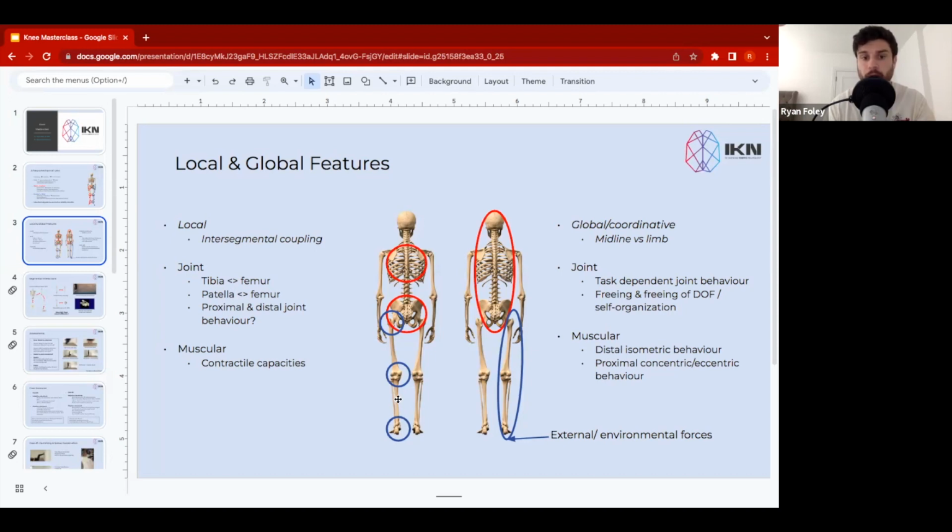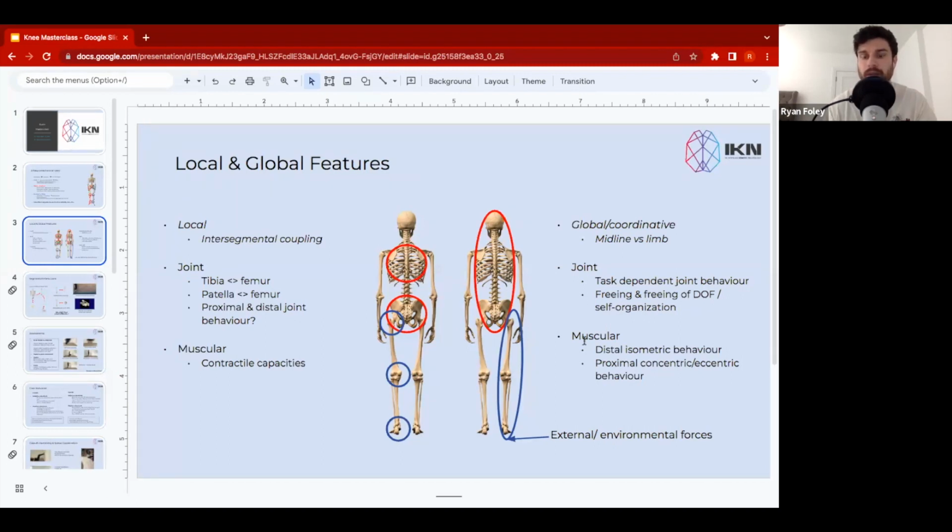From a global or coordinated perspective, we're looking at the body region as a whole. So we're looking at the midline relative to the lower limb. Okay, so again, from a global coordinative standpoint, we're looking at the whole limb's ability to manage and generate forces. And we're looking at the whole midline's ability to manage and generate forces. Okay. From a global standpoint, we want the limb to have the capacity to manage and generate forces, because it's ultimately the limb that's in direct contact with the external environment. The midline is not in direct contact with the external environment. So that's a key universal feature that we need to consider there.